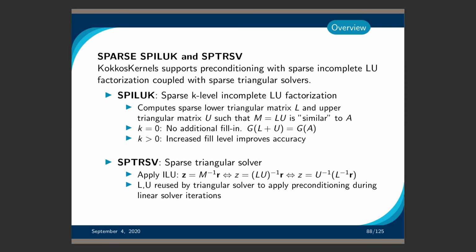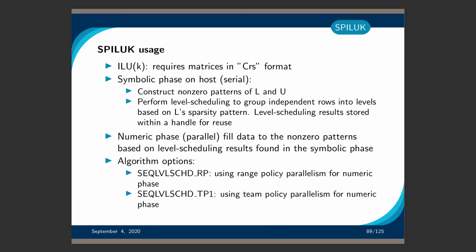The sparse triangular solver can be used as a follow-on step to sparse ILUK to essentially apply the matrix inverse to a vector by calling the solver twice, using the L and U triangular matrices from the sparse ILUK routine. Since the LU factorization only needs to occur once per matrix, it can be reused when applying the matrix inverse as a preconditioner at each step in an iterative solver. So we'll now go on to some details of usage of the routines.